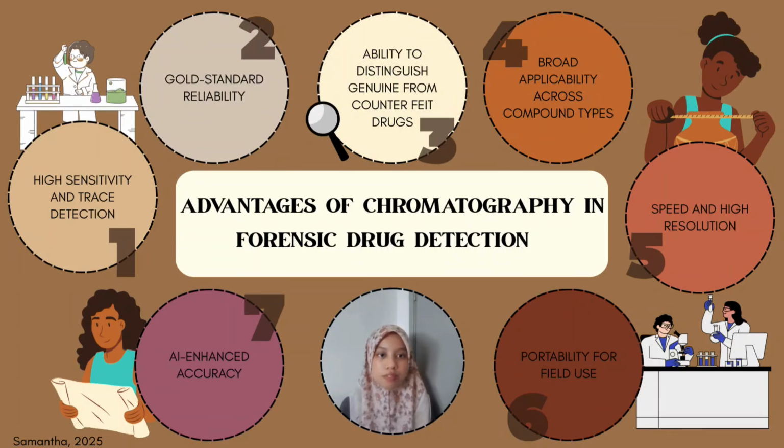Some chromatographic systems are designed to be portable for field use. These instruments allow preliminary drug screening at locations such as crime scenes, border checkpoints, and airports, reducing the time needed for laboratory analysis. Finally, recent developments have introduced AI to enhance chromatographic analysis. AI algorithms can assist in peak identification, data interpretation, and pattern recognition, improving accuracy while reducing human error.